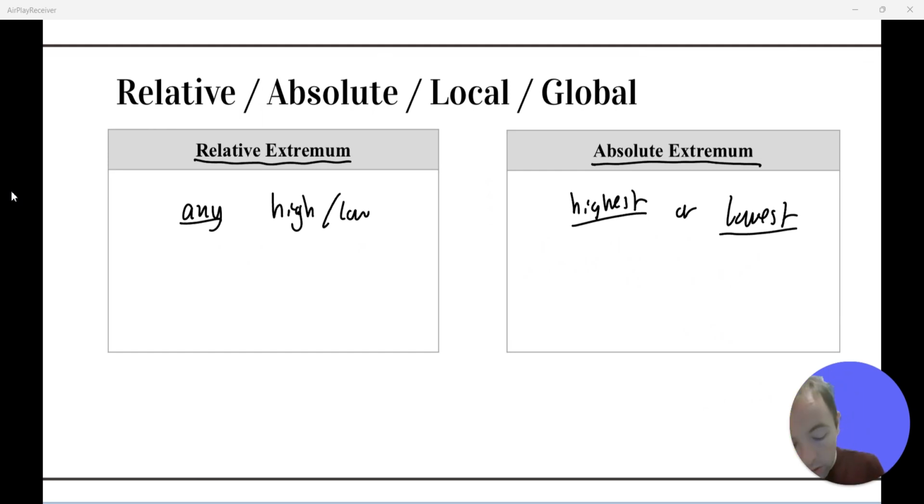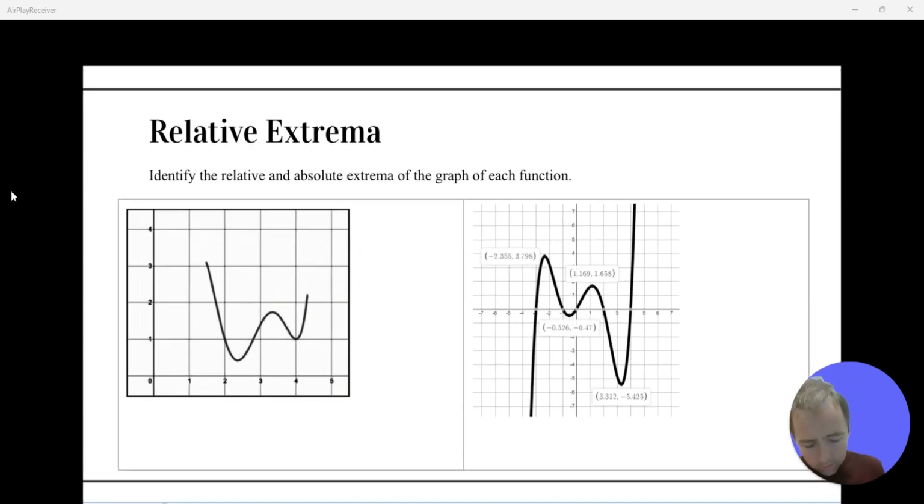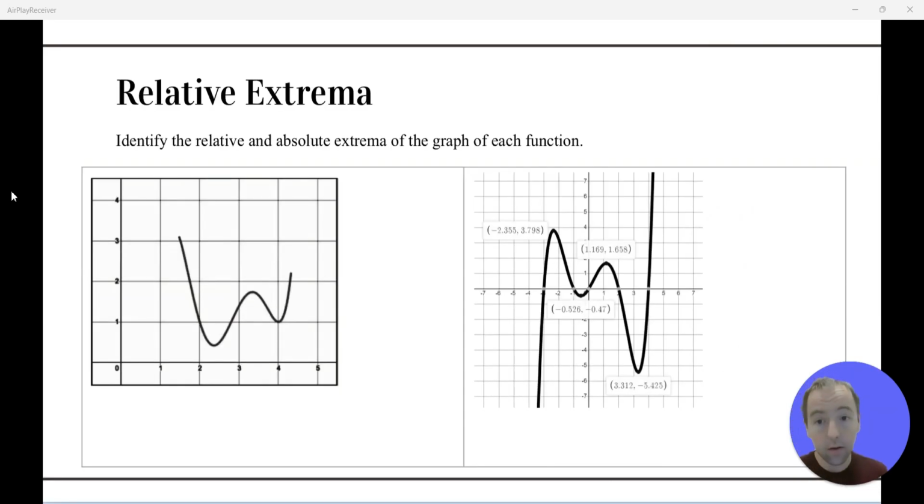Some other words that we will also sometimes use is, instead of this word relative right here, we might refer to it as being a local extremum, meaning in that local area of the graph, it's a high point or a low point, okay? And then another word that we might use instead of the word absolute is the word global in front of an extremum, just basically saying that in the entire globe or world of the graph, it's the highest. Okay, so get used to seeing and using those terms as well, local and global instead of relative and absolute.